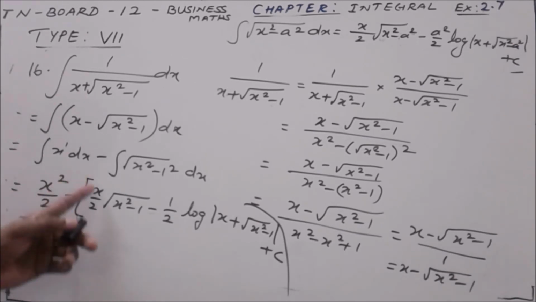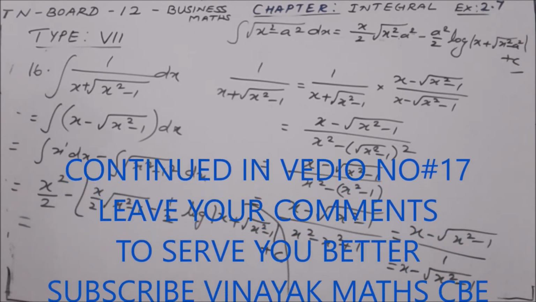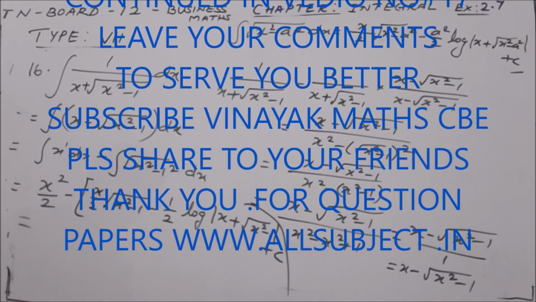x square by 2 minus x by 2 root of x square minus 1 minus 1 by 2 into log of x plus root of x square minus 1 plus c. Now that's all. This is the final answer of question number 16. Now we have completed exercise 2.7. All 16 questions are completed.